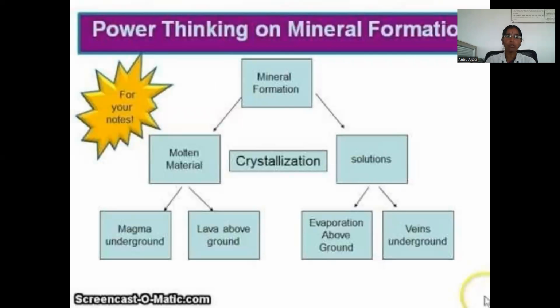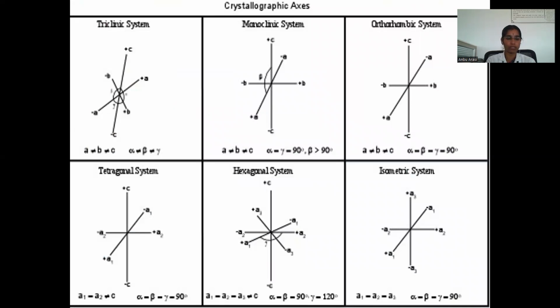Next, how the minerals are formed. Generally, the crust has magma underground. Magma and lava are molten material. That molten material undergoes crystallization and is formed into a mineral. Also, evaporation of the ground water and its release is converted into a solution. That solution forms minerals. These are the mineral formations.